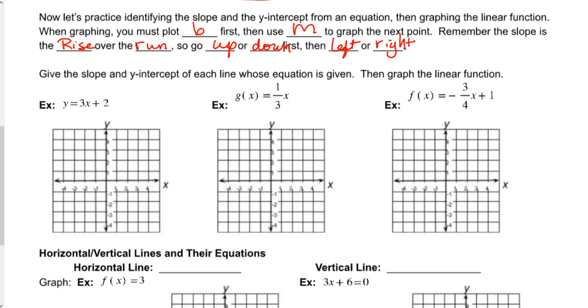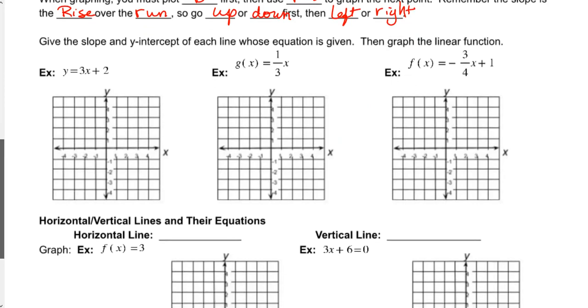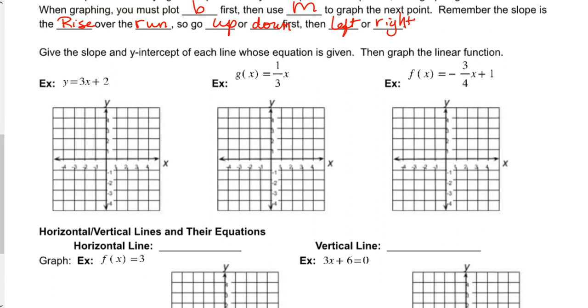So give the slope and the y-intercept for each line whose equation is given. Then graph the linear function. Now, y-intercept is always your b. M is your slope in the form y equals mx plus b. So b is always this number that's added or subtracted at the end. M is always the number with the x, okay?